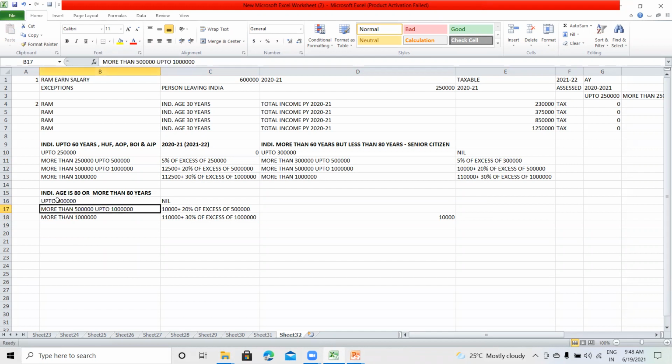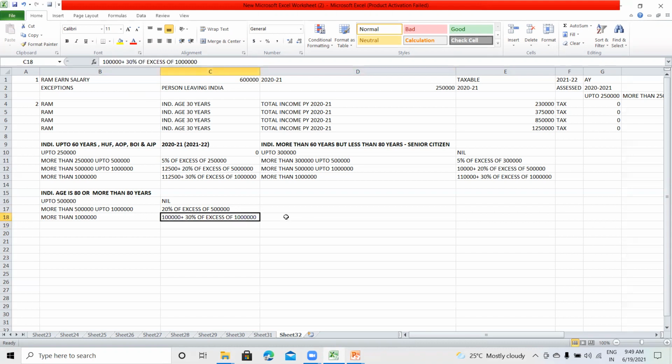More than 5 lakh but up to 10 lakh, 20% of the excess of 5 lakh. It will be 1 lakh. And if the income is more than 10 lakh, then 1 lakh plus 30% of the excess over 10 lakh.